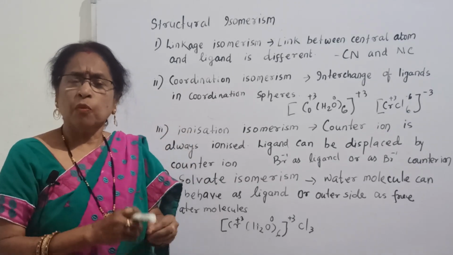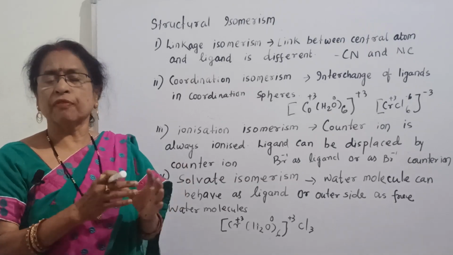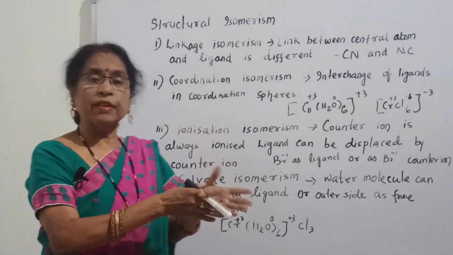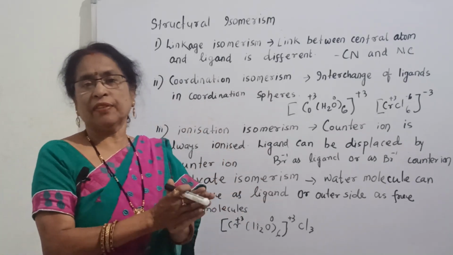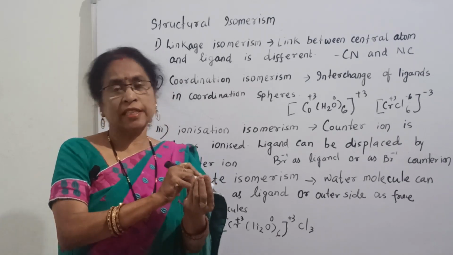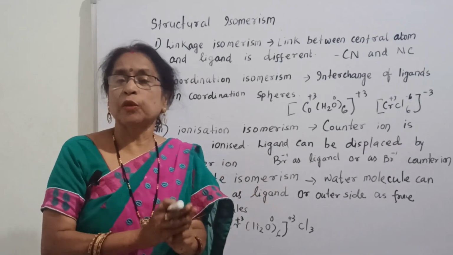From this word one can imagine the link between something is different. Link between what is different? Link between the central metal atom and the ligand is different. That means the atom which is attached to the central metal atom is different in two cases.